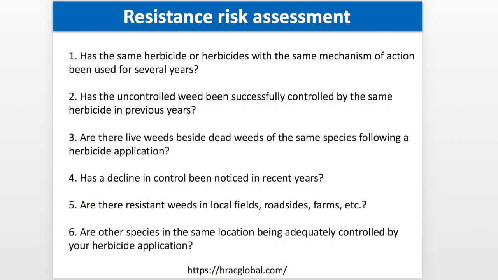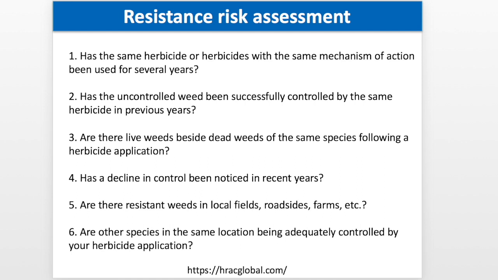Hey, we've talked a lot about resistance management on the Resistance Management School. One thing we haven't done was talk about herbicide risk assessment. And you've got 6 great points that I think growers really should be thinking about. Let's run through those, Frank.